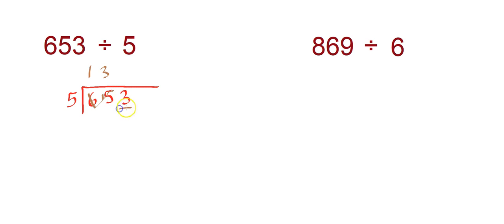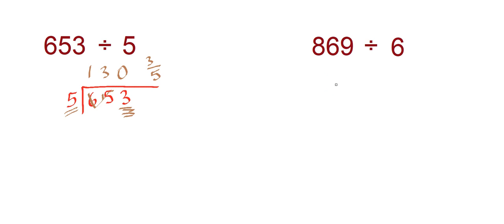So now the question is, how many times does 5 go into 3? And the answer is 0. And in this case, there are 3 left over. So remainder 3, but instead of remainder 3, we put the 3 over the original divisor, and that becomes 3 over 5. And we don't write remainder. So the final answer is 130 3/5.